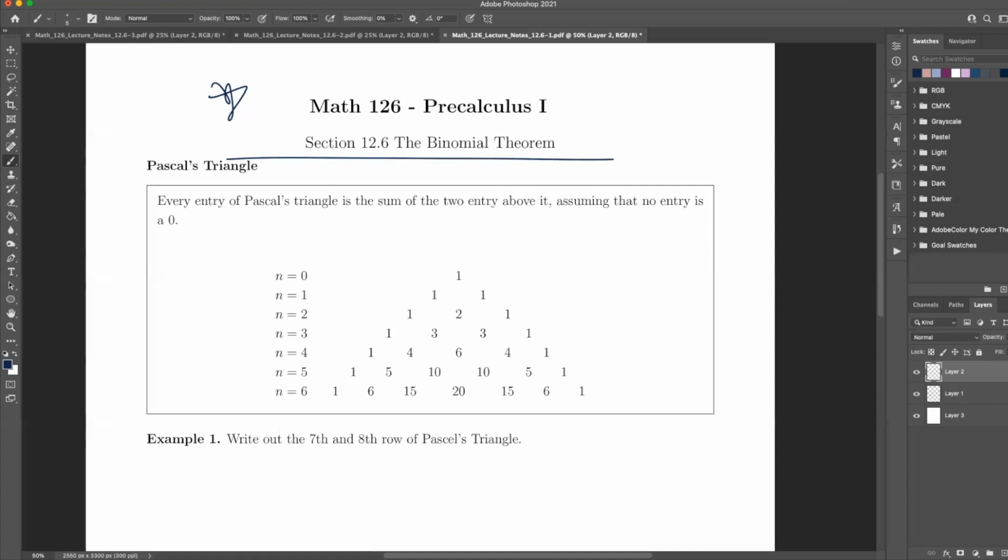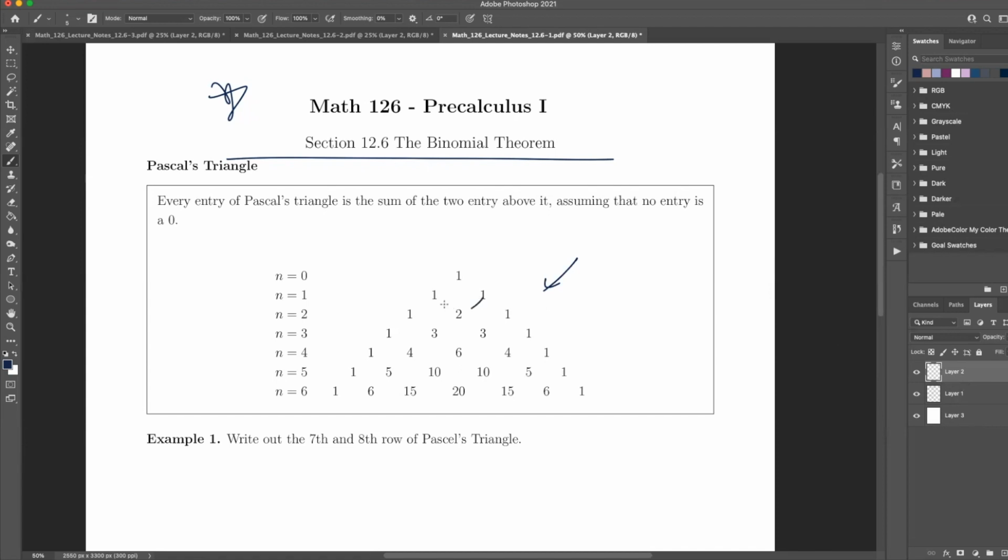Just a real quick in chat. Have you seen Pascal's triangle before or not? Just yes or no, right? Well, I got a whole bunch of yeses. Okay, so most people know how it works. I haven't seen a single no yet.